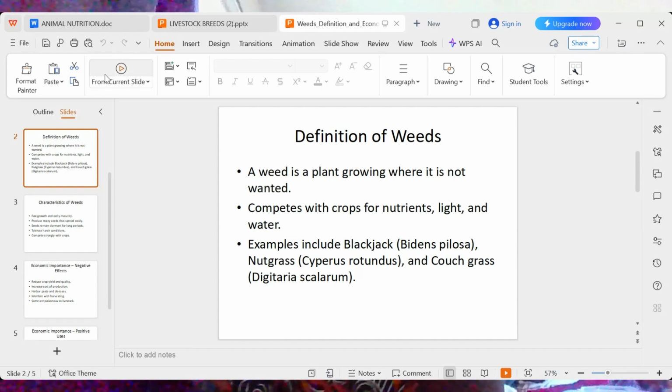So our next session, we are going to look at the characteristics of weeds. And before I share my screen, I would like one of you to give us some of the characteristics of weeds. Any volunteer? Kevin. Kevin, where are you? Yes, come up again, please. Okay, I'm asking about the characteristics of weeds.